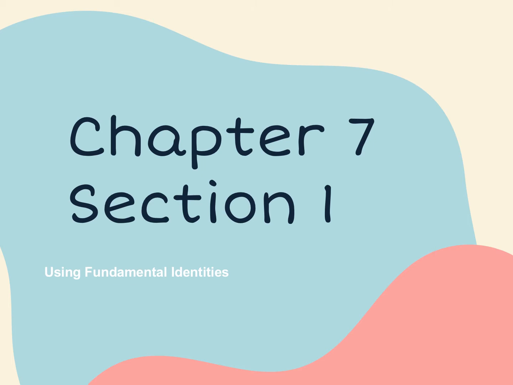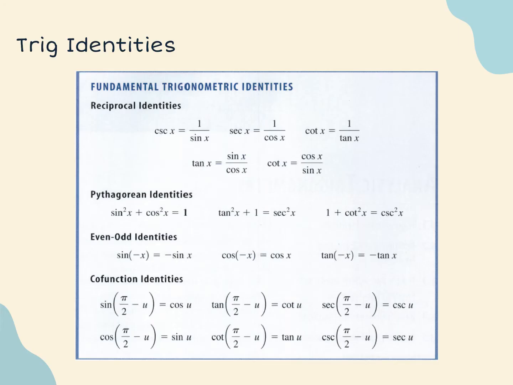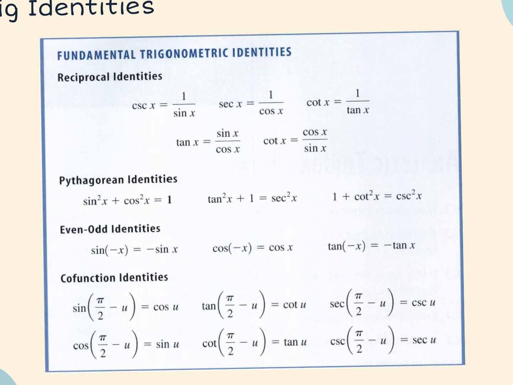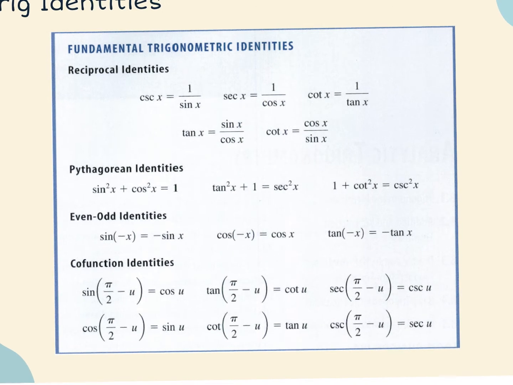So again, we're going to be using the fundamental identities. We've already seen them. So the first ones are our reciprocal identities. So you should already recognize that the reciprocal of sine is cosecant. The reciprocal of secant is cosine. The reciprocal of tangent is going to be cotangent.